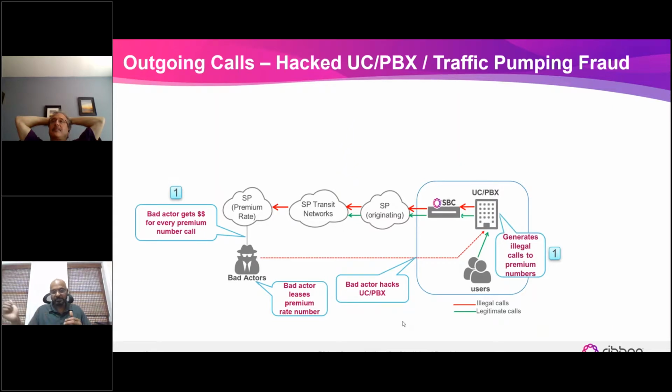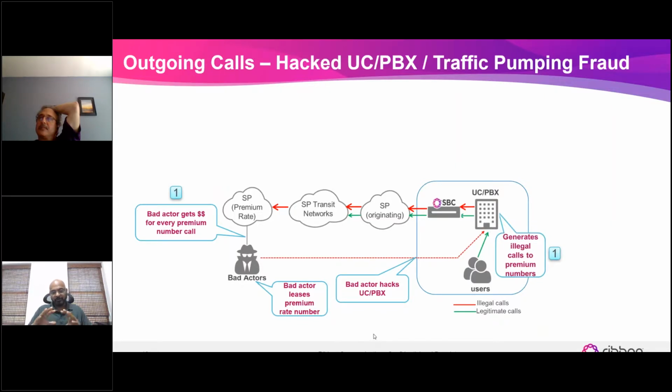So basically, lots of traffic needs to come towards that number for the bad actor to make money. Once he leases the premium rate number from the local carrier, he's going to take control of the PBX and then start to pump calls into the PBX, which then makes outbound calls towards the premium rate number. And that is how the bad actor makes money.